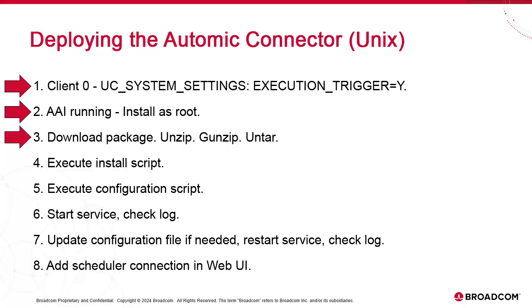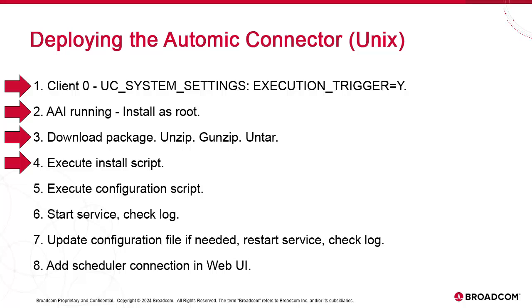We download the latest version of the AAI Atomic connector from the Broadcom download sites. We unzip it. On Unix, it produces a tar.gz file which you gunzip and untar. Untarring produces an installation script which you execute with the install option. Other options exist to upgrade or uninstall. Installing creates a directory in /opt/atomic-connector which contains the package files.